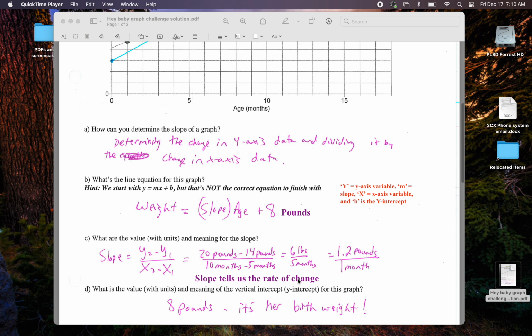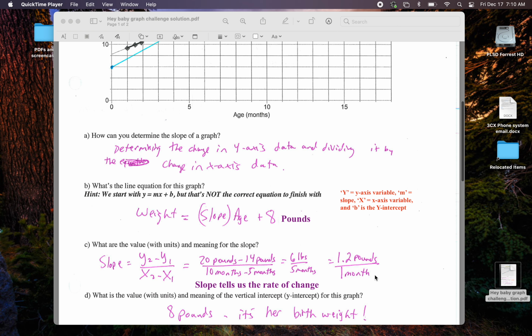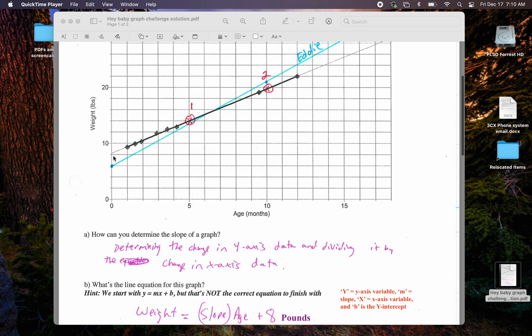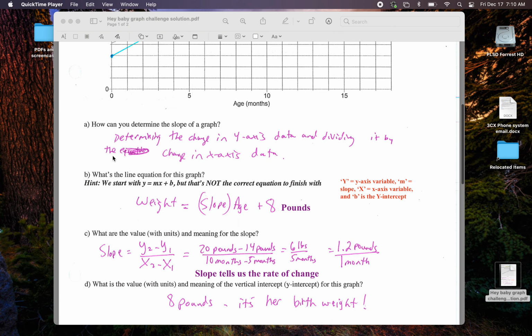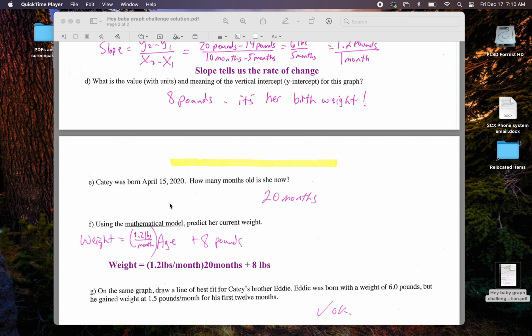And the slope tells us the rate of change. So it tells us really the rate at which Katie was gaining weight. The y-intercept in this case is 8 pounds. And the meaning of that in this graph is that's Katie's birth weight. If we look down here, if she was born on April 15th of 2020 and now it's the middle of December 2021, she's 20 months old.